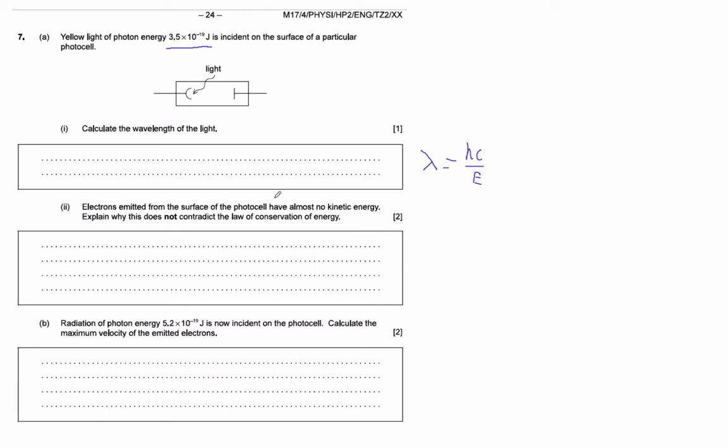Electrons emitted from the surface of the photocell have almost no kinetic energy. Okay, so here's what they're saying: this energy is the work function of the metal. And that's why it doesn't contradict conservation of energy. Remember, the photon energy, that's not PE, not potential energy, but photon energy, turns into work. What's left over turns into kinetic energy.